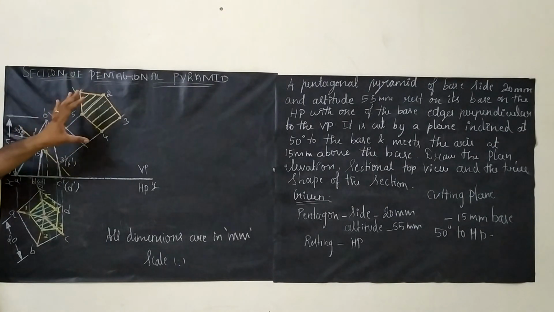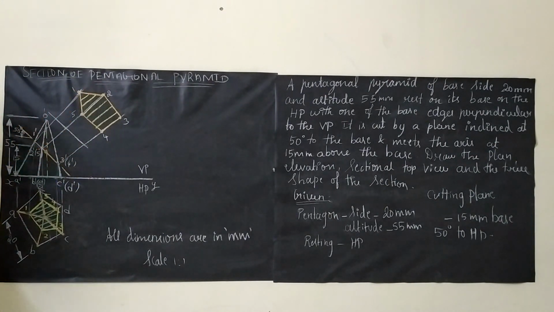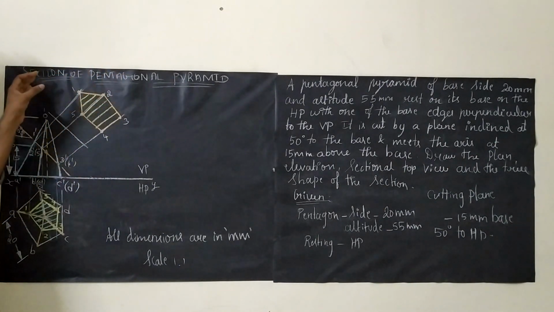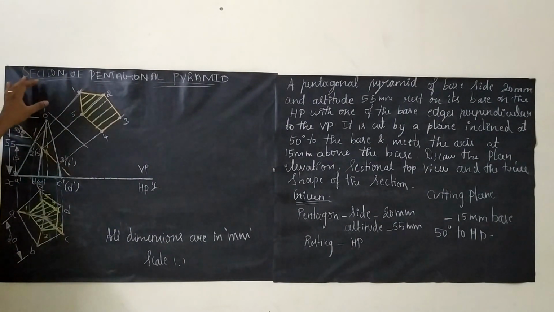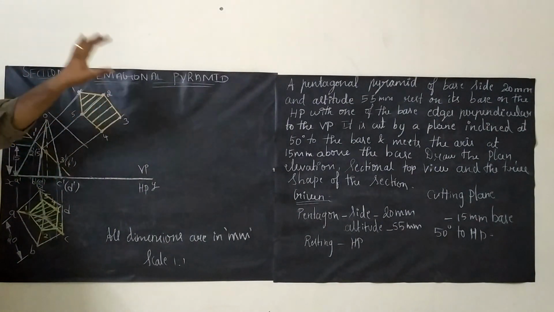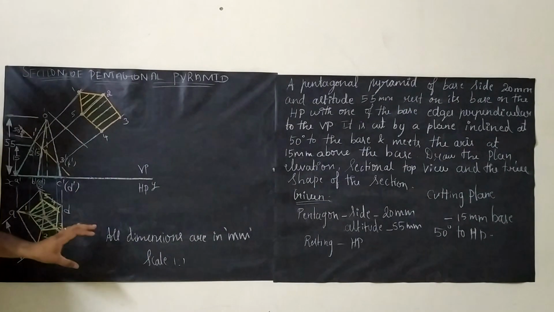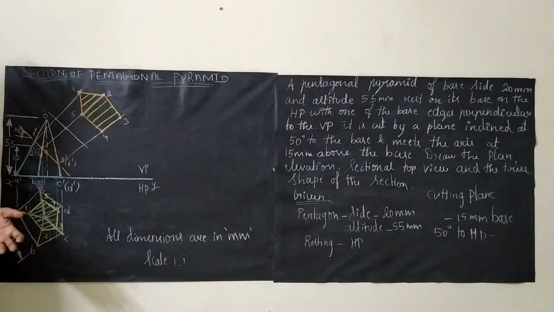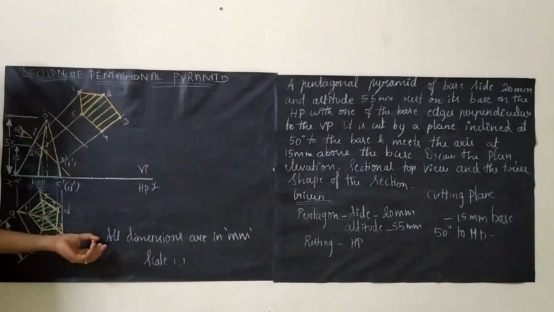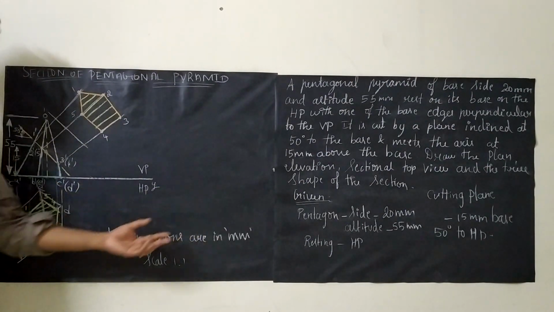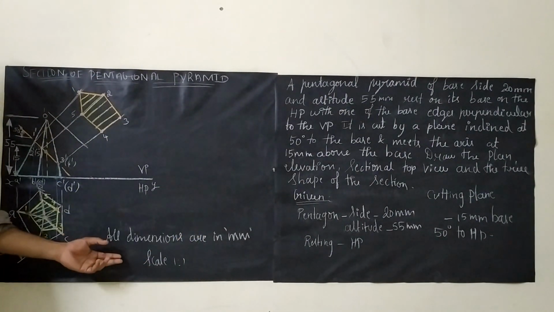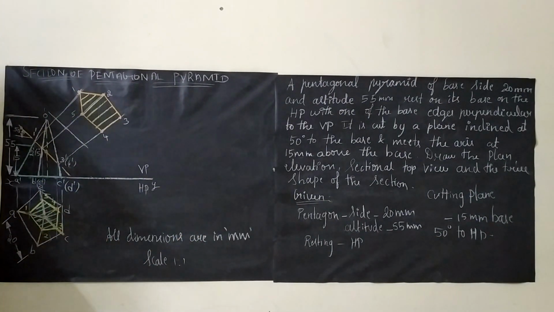Here no dimensioning. And finally we have to write the text. The height of the text should be 10 mm. Title is section of pentagonal pyramid. You have to write like this at the right bottommost corner. All the dimensions you have to write in this line: all dimensions are in mm, scale 1:1. For both the lines, the height is 5 mm. You can draw the line, but that line should be visible to your eye alone.